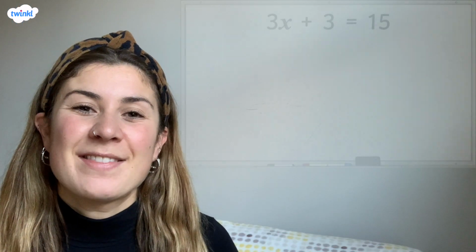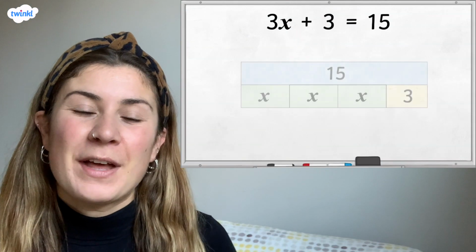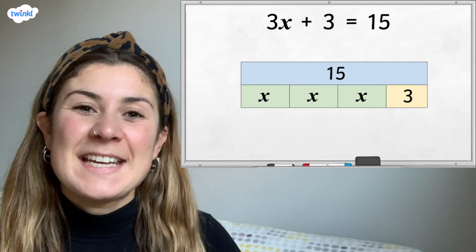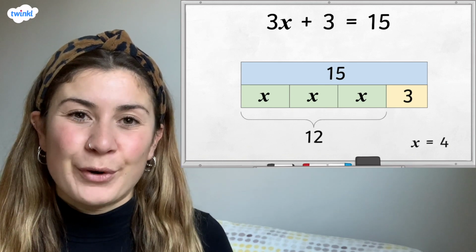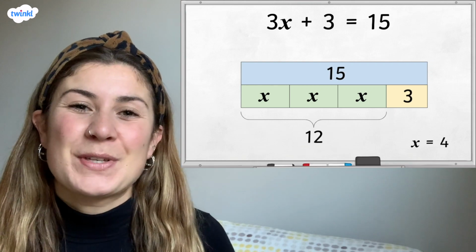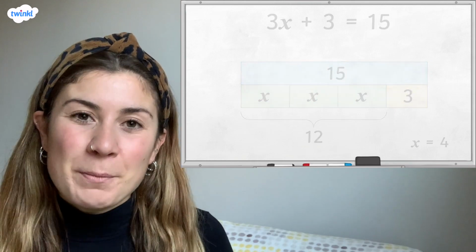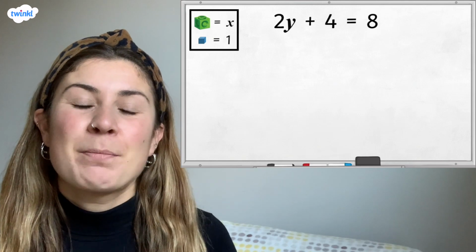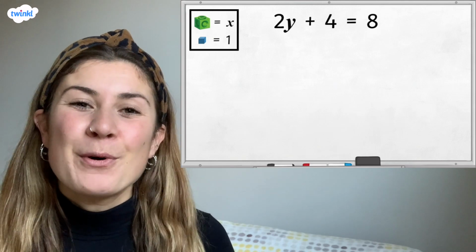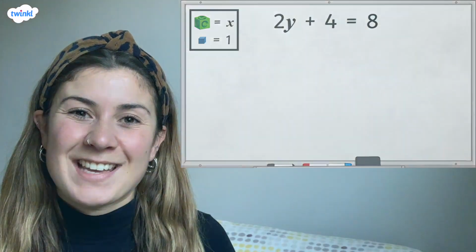You could represent the same equation in a bar model that looks like this. You can see that 3x is equal to 12, so x is equal to 4. Now it's your turn. Use a balance scale or a bar model to represent and solve the equation 2y plus 4 equals 8. Pause here until you're ready to check your answer.